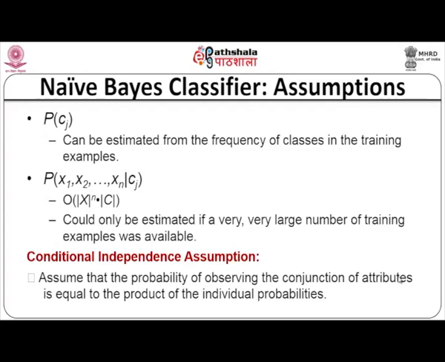Not only is finding the joint probability costly, it is impossible to find it with a small number of samples. It has to be a huge number of training examples, because this joint probability should be available, right. So, we go for the conditional independence assumption again. This is a second point why we should go for the conditional assumption: assume that the probability of observing the conjunction of attributes is equal to the product of the individual probabilities.